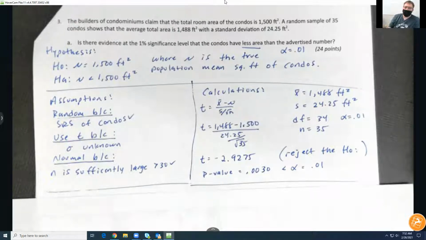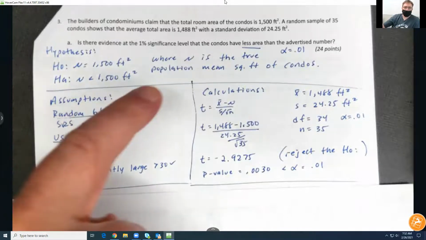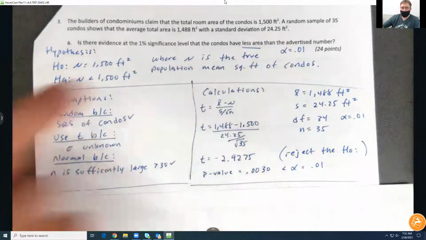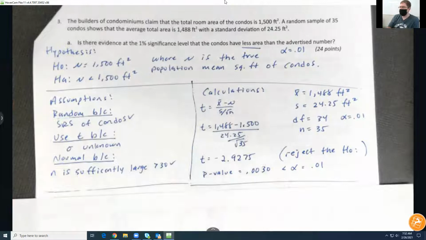Basically, these builders of condominiums claim their total square footage is 1,500, but a random sample of 35 shows that of that sample, it's only 1,488 and a standard deviation for that sample of 24.25 feet squared. So we got an issue. The builder claims 1,500. We're seeing a lot less. Doesn't seem like 12 square feet's difference, but it is.